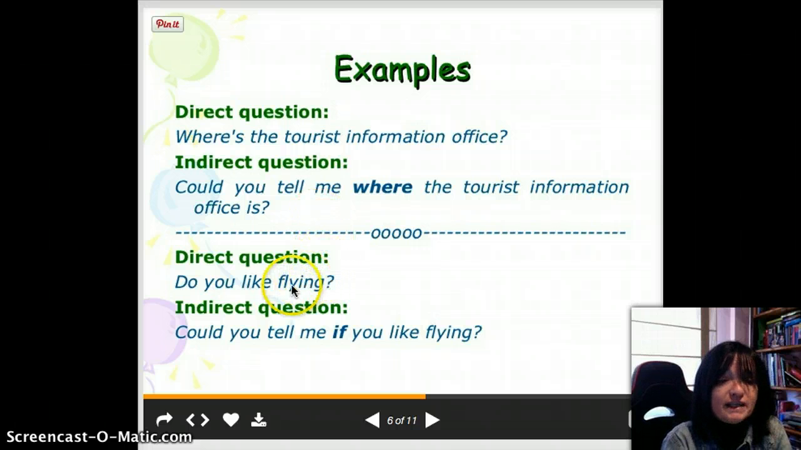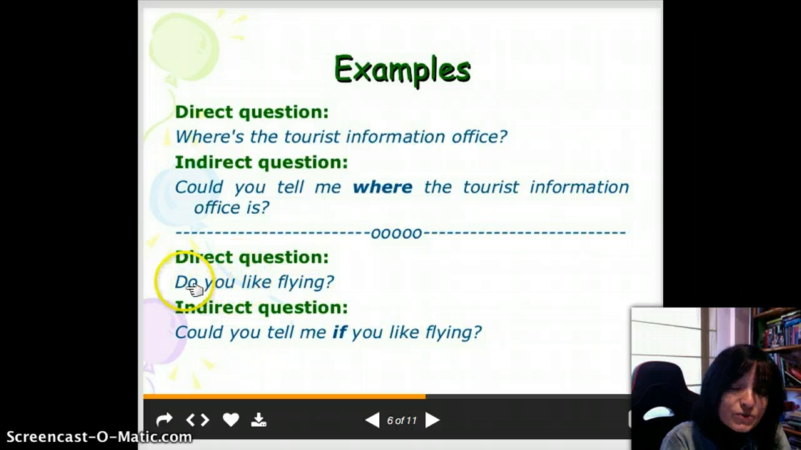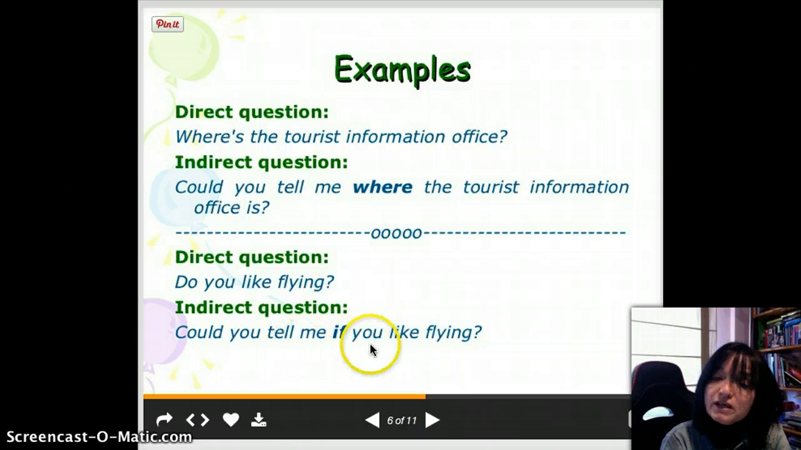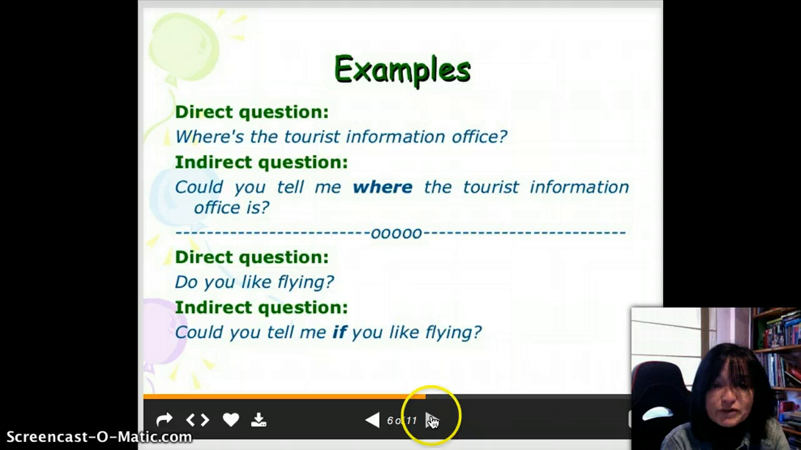Do you like flying? And it's the same process. You need an introductory question, could you tell me? And then as it's a yes or no question and you don't have any question word, you use if or whether, and then subject and then the verb. Could you tell me if you like flying? Or could you tell me whether you like flying or not?